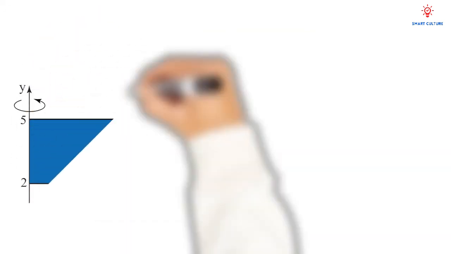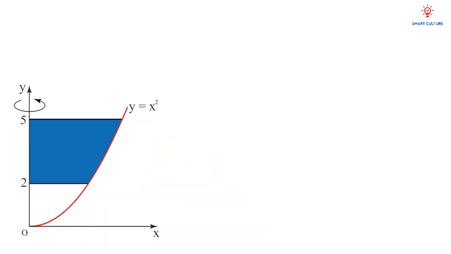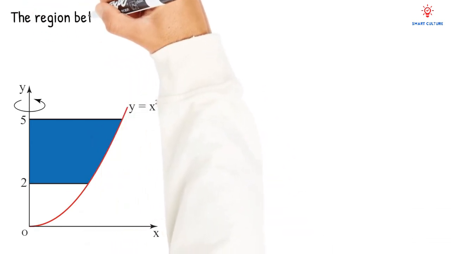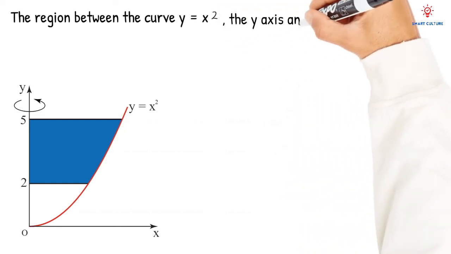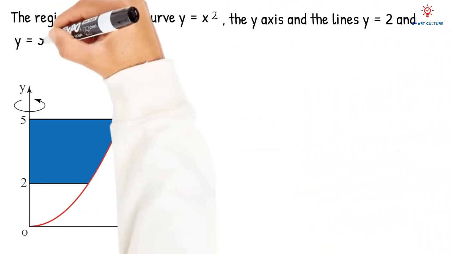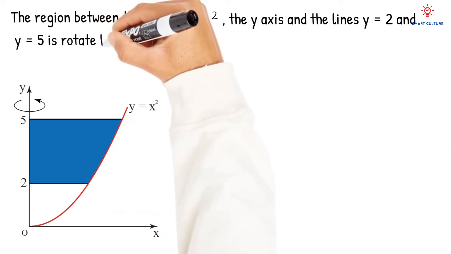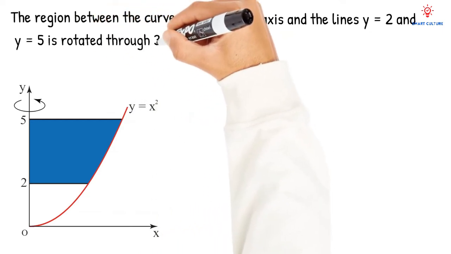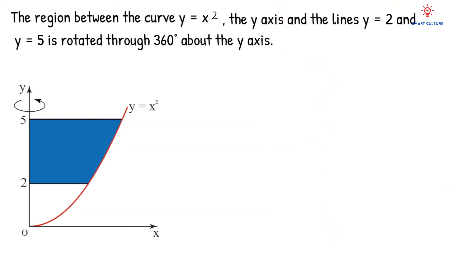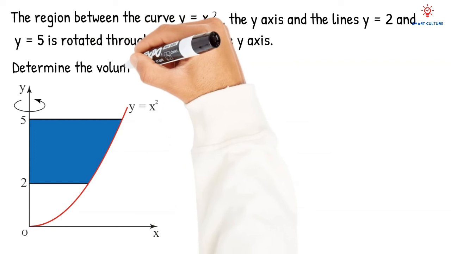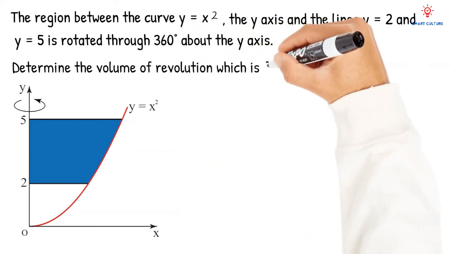Let's take a look at another example question. So the region between the curve y is equal to x squared, the y-axis and the lines y is equal to 2 and y is equal to 5 is rotated through 360 degrees about the y-axis. So what we have to do is we have to find the volume of revolution which is formed.